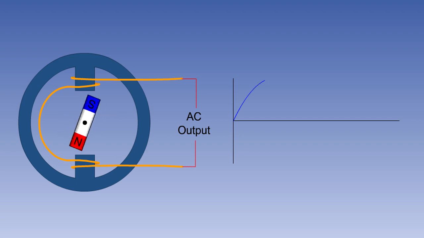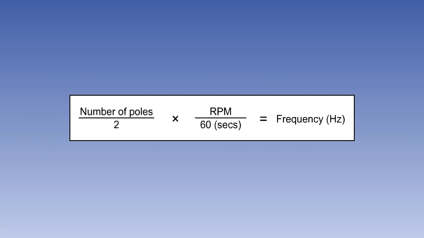A cycle is completed each time a north and a south pole of the magnetic field move past the armature. Thus, the frequency of an AC generator is the number of times a north and a south pole pass the armature in 1 second. The formula for calculating the frequency in hertz of an AC generator is shown on the screen.